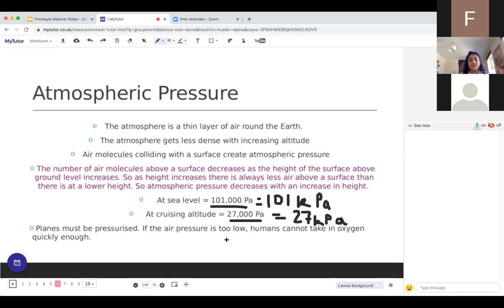Another example of this is on really, really tall mountains. When you're at the top of a mountain, you can experience altitude sickness. Altitude sickness is where you can't get enough oxygen in your lungs to function properly. You probably won't die, but you might have some sickness and complications. So yeah, it's definitely harder to breathe at the top of a mountain because the pressure is much lower.